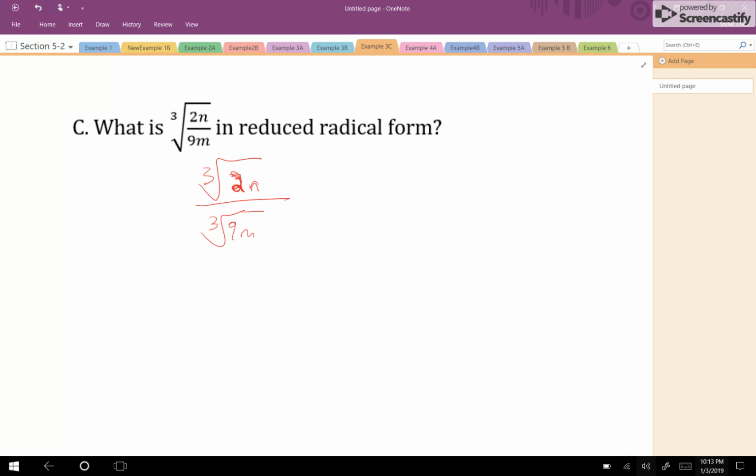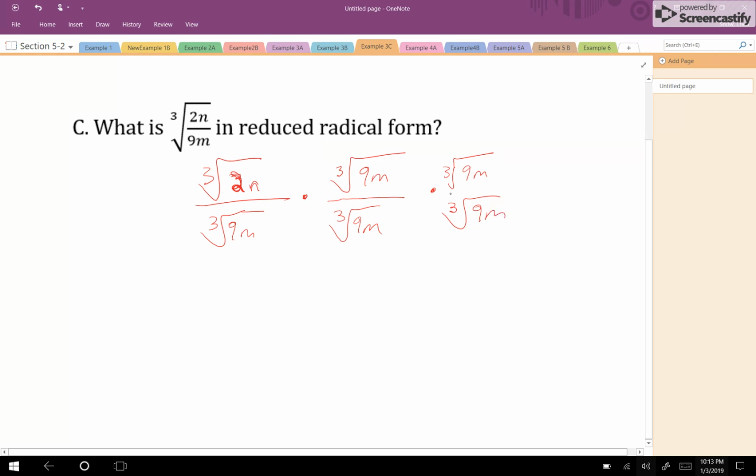Because in order to get that radical out of the denominator, instead of just multiplying it 2 times, you have to have 3 of the same thing, right? So we're going to multiply this by the cube root of 9m times the cube root of 9m. So now I have 1, 2, 3 of the same thing, and they're all cubes, which means that my bottom gets really pretty really fast.